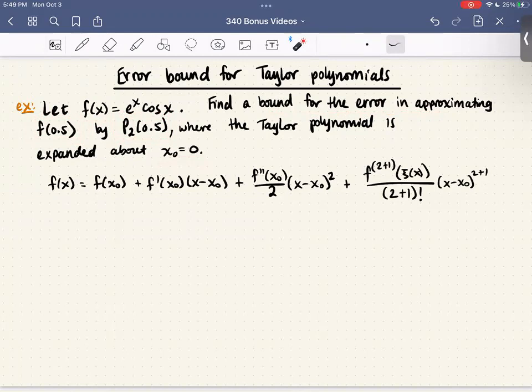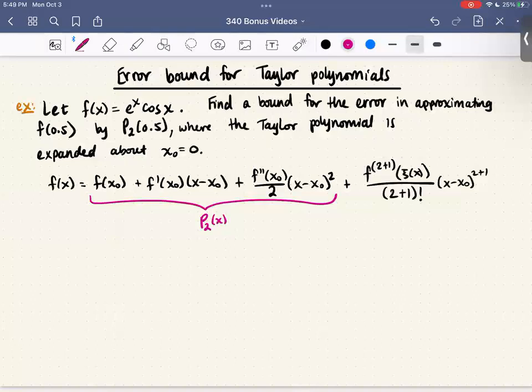Just as a reminder, the second Taylor polynomial and its remainder are shown here. So for some function f of x, if I expand about some value x naught or x sub 0, I have f evaluated at x naught plus f prime at x naught times x minus x naught plus f double prime at x naught over 2 times x minus x naught squared. And then I have a remainder term here. So this expression up until the remainder term is the second Taylor polynomial. And this last term here, I'm going to call R2, this is my remainder term.